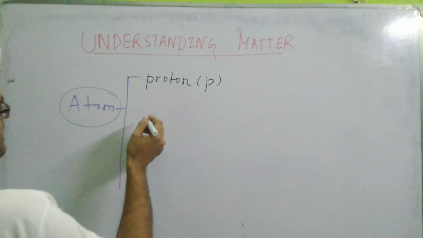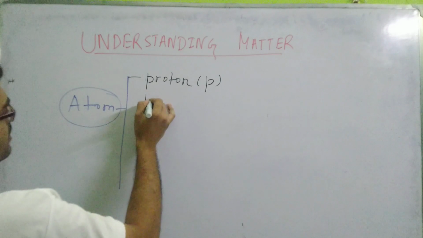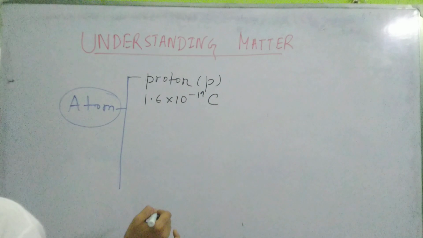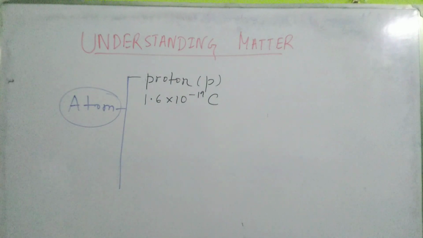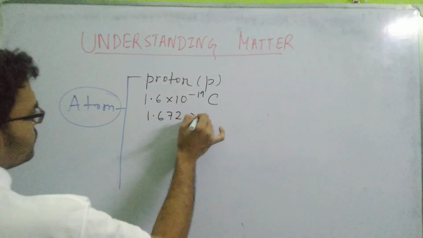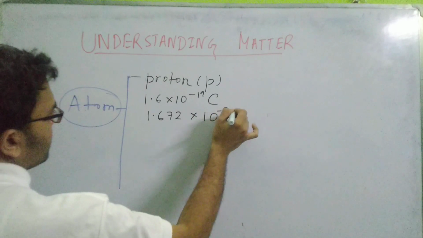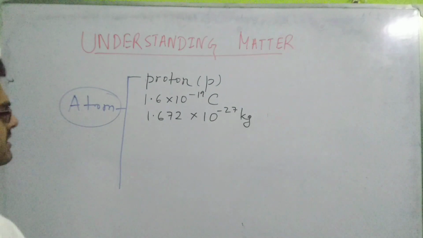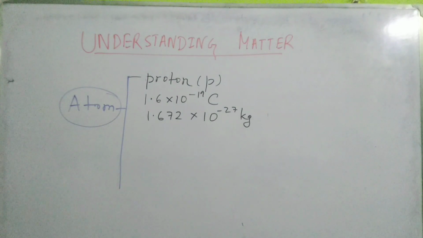So what charge does it have? It has a charge of 1.6 × 10^-19 coulomb. The letter C denotes coulomb, which is the SI unit of charge. And if we consider the mass, it is very small, about 1.672 × 10^-27 kg. So this is the proton that is present in the atom.